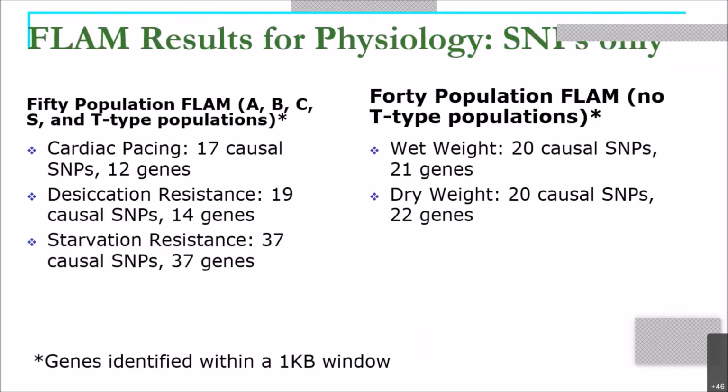And here you see, very interestingly, despite, in the left-hand column, despite having 50 populations worth of data, FLAM is picking up 12 genes. Now that's a conservative value, but the success in predicting heart attack survival from those 12 genes is actually very high. It's not a low predictive success. It's higher than you get in the vast majority of GWAS models. Desiccation resistance, ability to survive being desiccated, 14 genes. Starvation resistance, 37 genes.